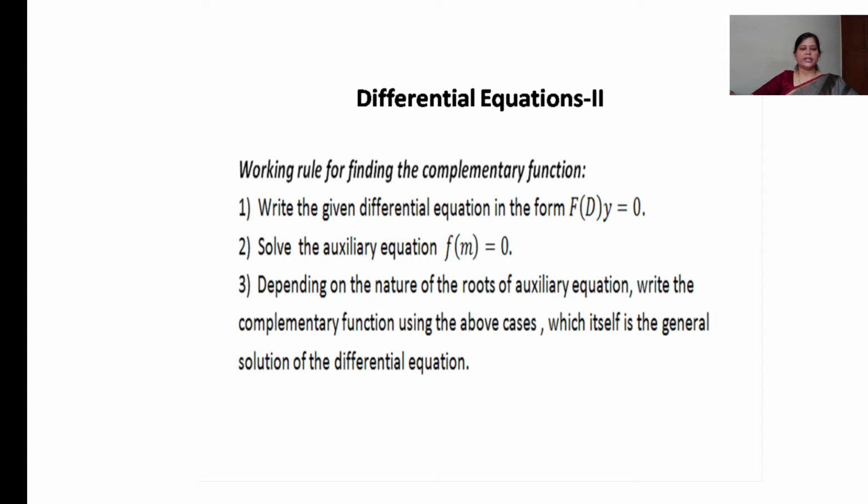Working rule for finding the complementary function. Write the given differential equation in the form f(D) = 0. That means we consider the right side value f(x) = 0 for the complementary function. Solve the auxiliary equation f(m) = 0. Depending on the nature of the roots of the auxiliary equation, write the complementary function using the above three cases, which itself is a solution of the given differential equation.